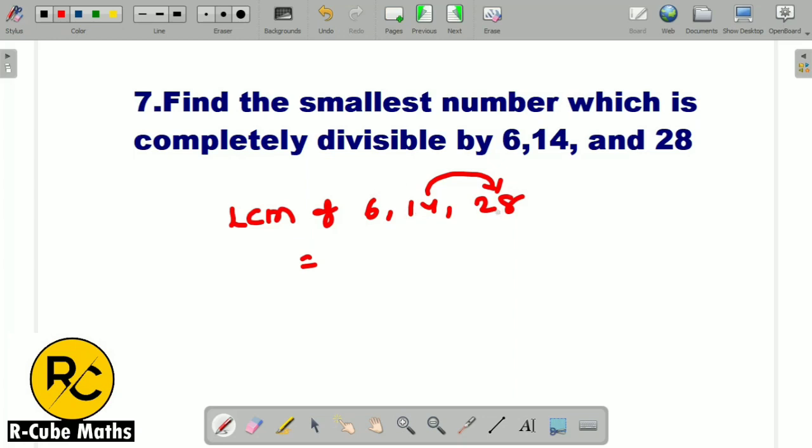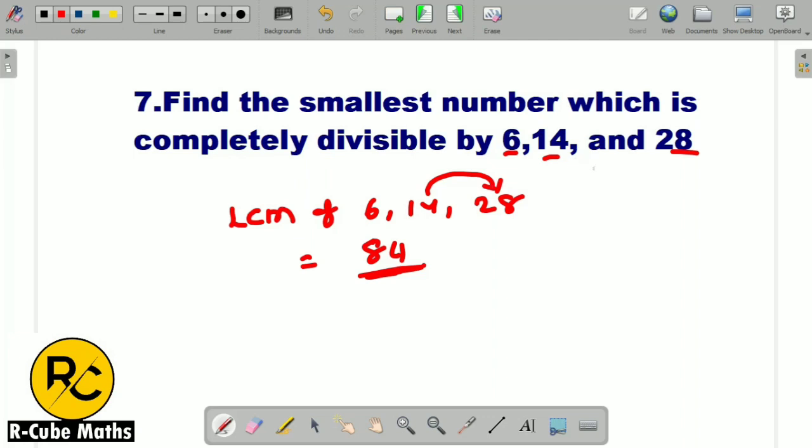Now take multiples of 28. Multiples of 28: once 28, which is not divisible by 6. Next multiple, 56, is not divisible by 6. The next multiple is 84, which is exactly divisible by 6. So 84 is the LCM. So here 84 is the smallest number which is exactly divisible by 6, 14 and 28.